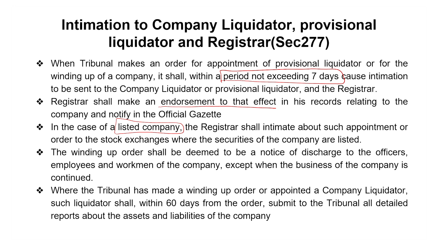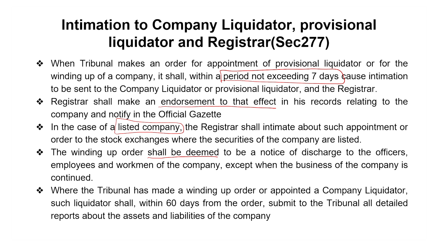The winding up order shall be deemed to be a notice of discharge to the officers, employees and workmen of the company except when the business of the company is continued. So, this notice just amounts to intimation to all these categories of employees, and they are relieved from their offices.